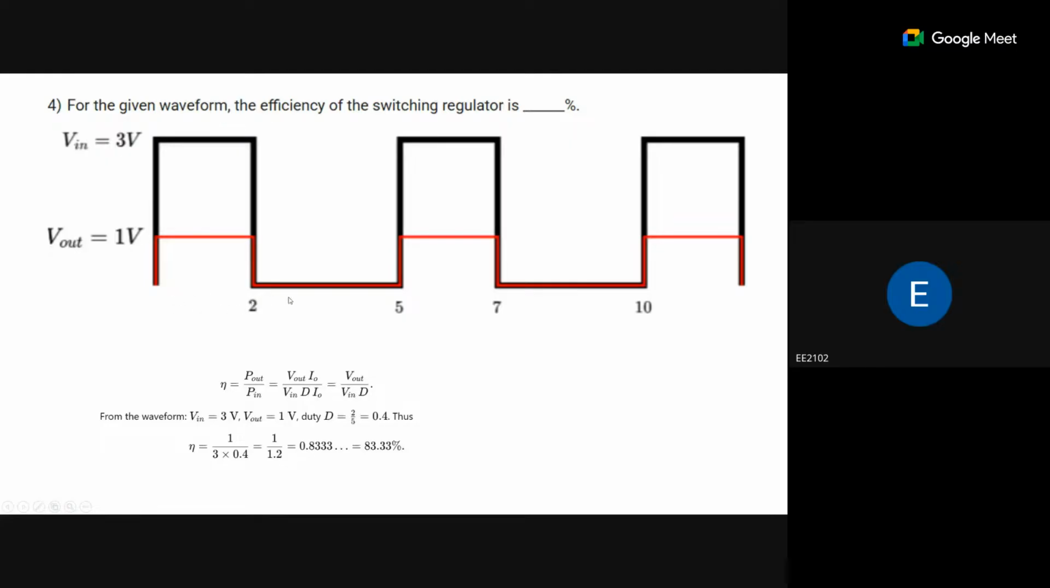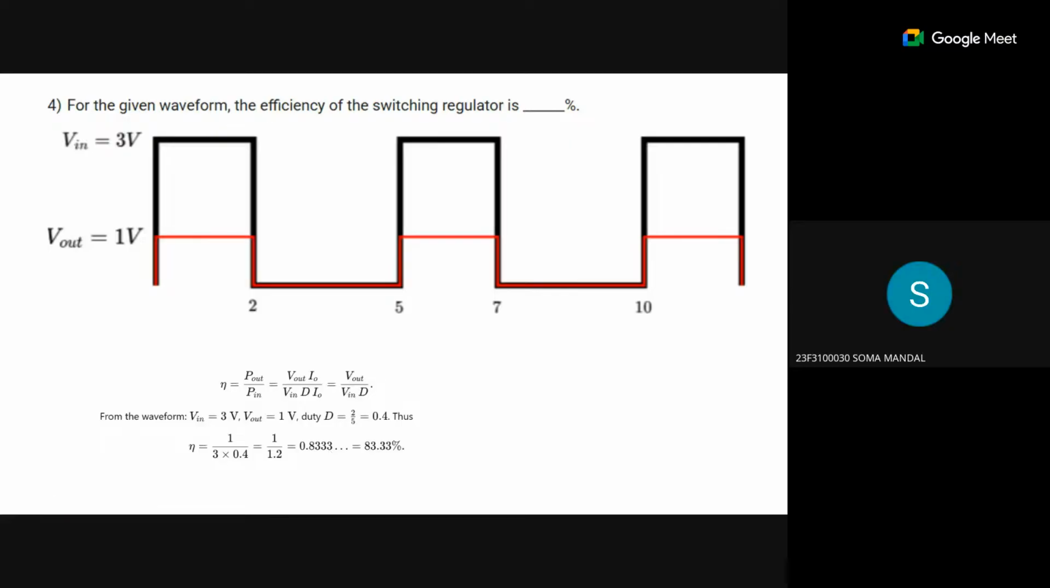And the duty cycle is 2 over 5, right? Yes, ma'am, 0.4. And the input voltage is 3 volt, output voltage is 1 volt. If you substitute 1 over 3 multiplied by 0.4, then you are getting the efficiency of 80%.